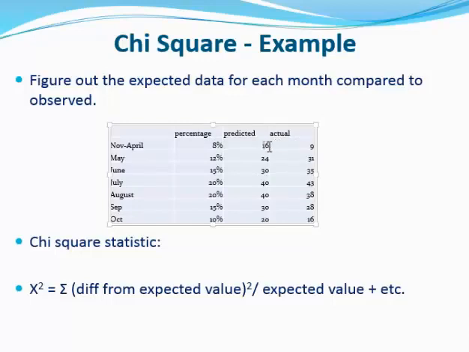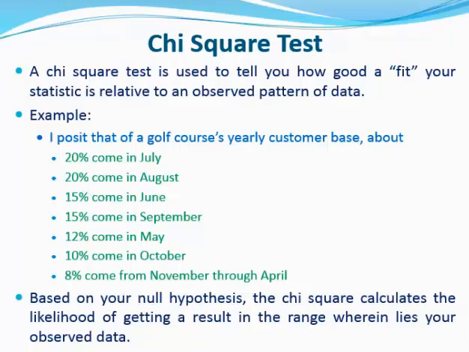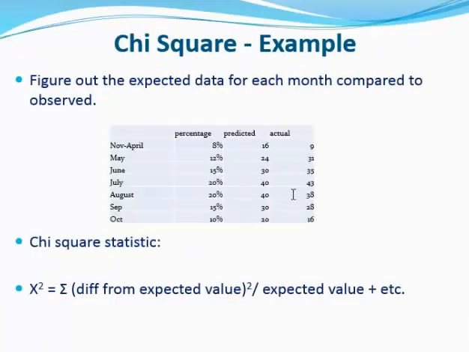Out of 200 people total, 8% would be 16. That would be the predicted. 8% of 200 would be 16, but we only actually got 9. In May, our prediction was 12%. Well, 12% of the 200 customers would be 24 of them. How many did we actually get? We actually got 31. So what this chart does is it goes through each set. You don't have to draw a chart like this, but it really helps you break down the problem.